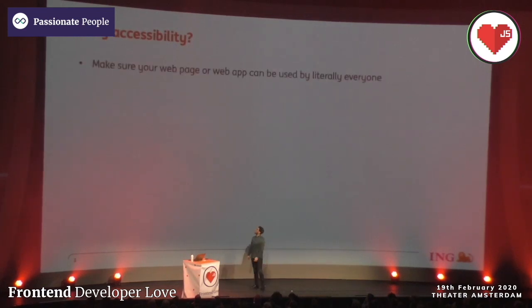But let's talk about why accessibility is important. So first of all, it's really about making your website or web application to be used by literally everyone. So no exclusions. And that's for us at ING very important because we do not want to exclude people out of our applications. We do not want to discriminate, essentially. But I think many of you have the same feeling, right? We want to make sure that everyone can use our products.